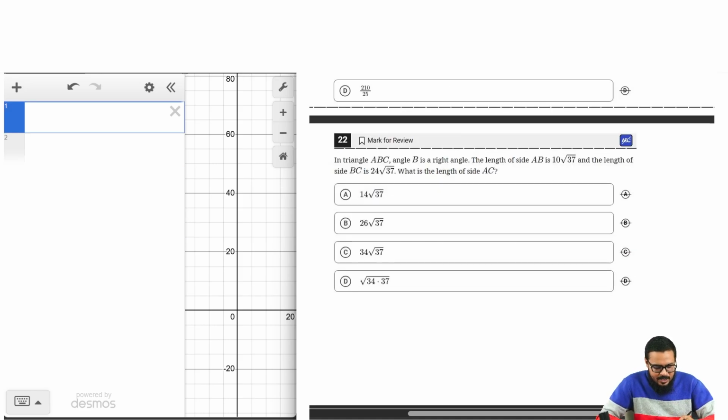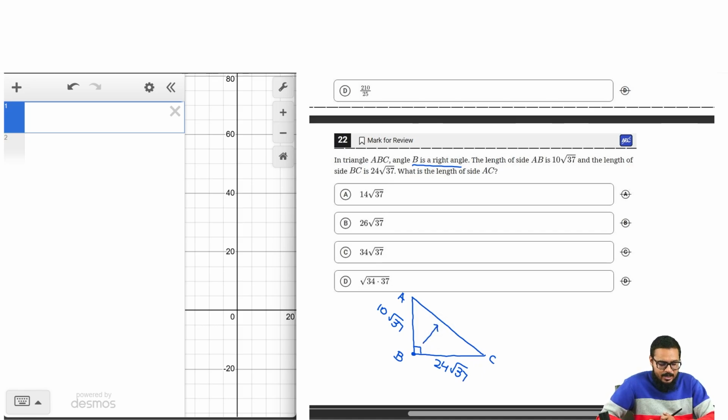In triangle ABC, angle B is a right angle, so this is my right triangle, and you have to be careful in deciding which one of the three vertices stays at the 90-degree angle. The question clearly says that B is a right angle. Let's name this A and this C. I know one of the legs, AB, that's 10 under root 37. The second leg BC is provided as 24 under root 37. And I'm looking to find the hypotenuse of this right triangle.